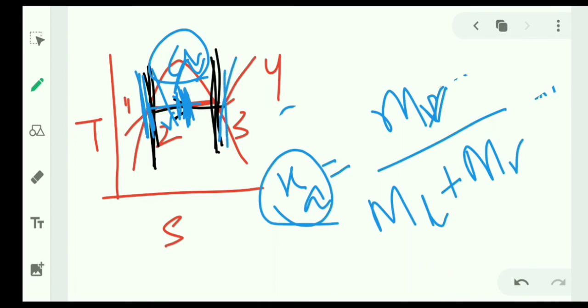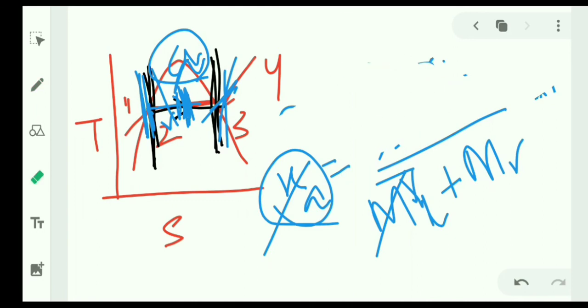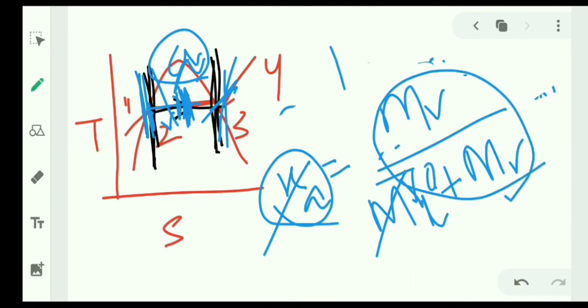If our point is this one, then there will be no vapor. We can say at point 2 there will be no vapor, so it becomes 0, and the dryness fraction will be 0 at point 2. Likewise, at point 3 the amount of vapor is maximum and there will be no liquid, so the liquid term is 0. This will be equal to mv by mv, which equals 1.